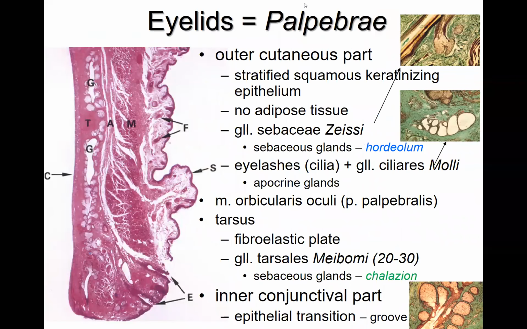So here on the section, which is a histological one, I don't talk about all the details. You can see the anterior surface covered by skin, posterior surface covered by conjunctiva, and this is the anterior limb, and here we have the posterior limb. So this is the anterior and posterior limb. This is the fibroelastic plate. That's the tarsus.